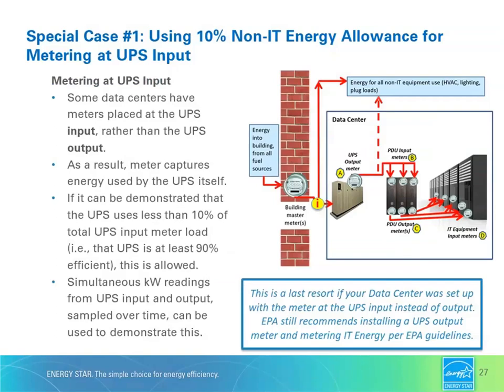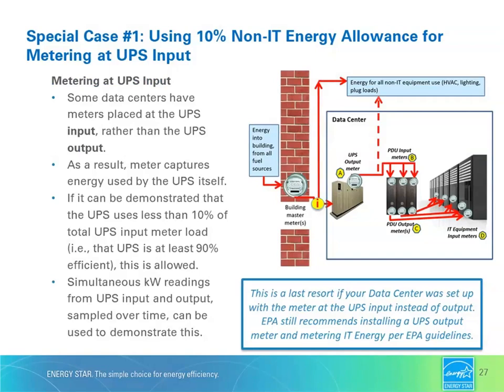So how does this apply to metering at the UPS input versus the UPS output? Firstly, again, just to reiterate, if you're just setting up your IT energy meter, set it up at the UPS output, not at the input. This exception is meant for very rare cases where maybe an IT meter was incorrectly set up at the UPS input, and that's the only IT energy metering data available, and for some reason data center energy estimates are not an option.